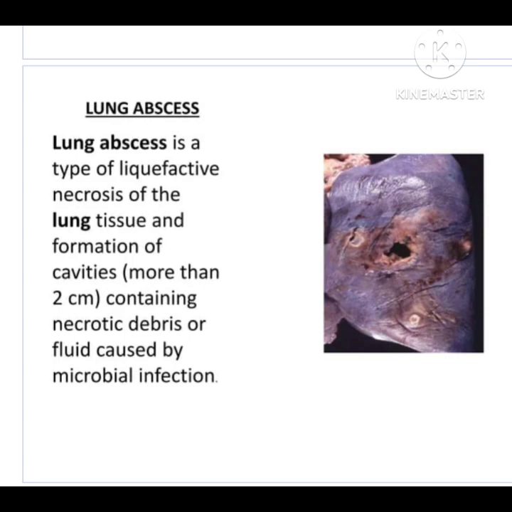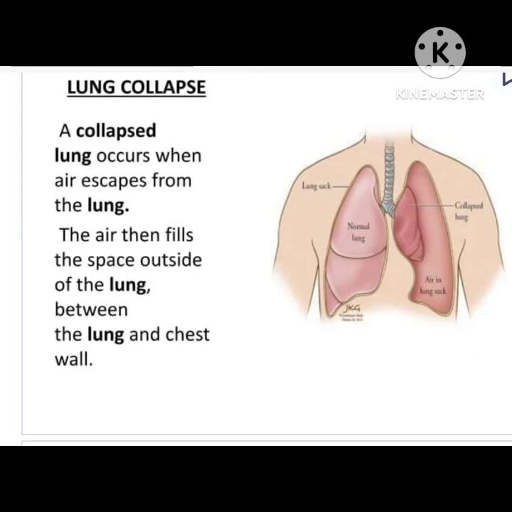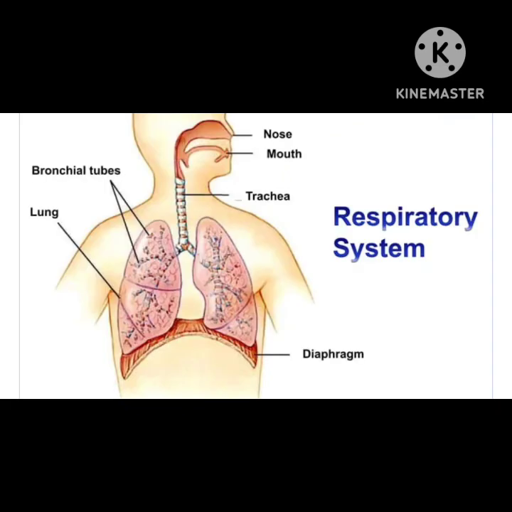Next is lung abscess. Lung abscess is a type of liquefactive necrosis of the lung tissue and formation of cavities. You can see here. Next is lung collapse. Lung collapse occurs when air escapes from the lung and fills the space outside of the lung, between the lung and the chest wall. So these are some diseases of the respiratory system.